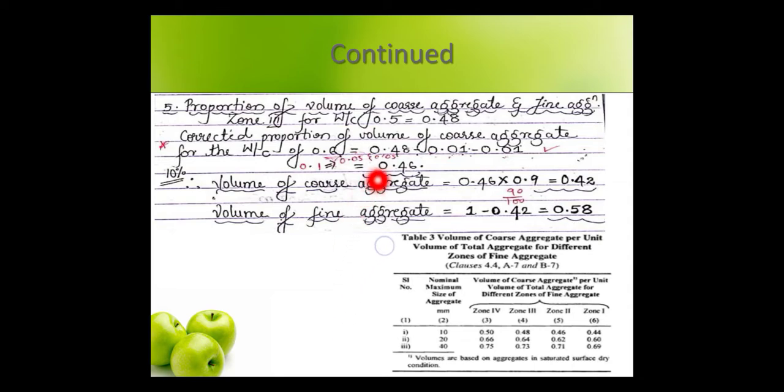So we'll be getting the corrected volume, that is water by cement ratio is 0.46. Using this we need to calculate volume of coarse aggregate and volume of fine aggregate. So volume of coarse aggregate will be, out of 100%, 0.9 we are going to take as coarse aggregate. So 0.46 into 0.9, that is 90%, only 10% you have to neglect. So 0.9 you need to multiply, then fine aggregate, out of 100, 1 minus whatever the answer you have got. So like this you will be getting volume of coarse aggregate and fine aggregate.